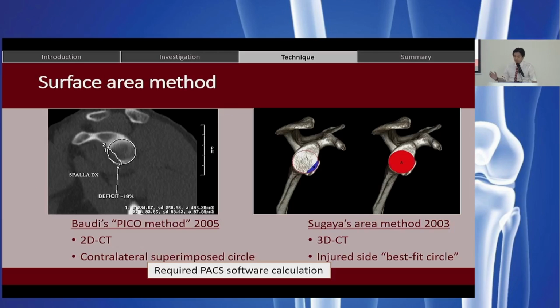But the surface area method directly measures the area. The two most common methods are the PICO method by Mr. Bowdy in 2005, which measures the area in 2D CT by using the superimposed contralateral glenoid, and the other method, also from Sugaya, which measures the area in 3D CT using a best fit circle. Both methods require calculating software on each hospital's PACS software.